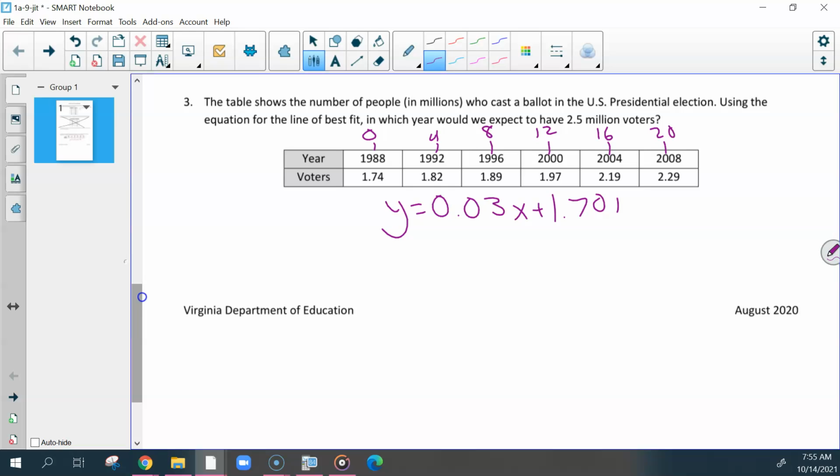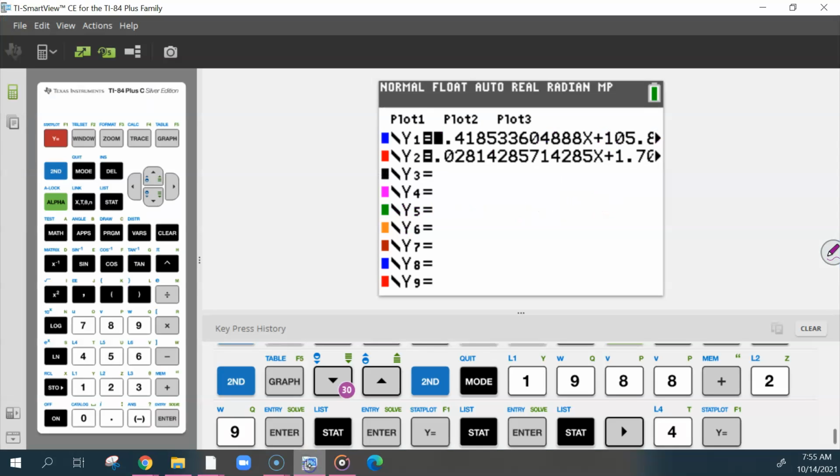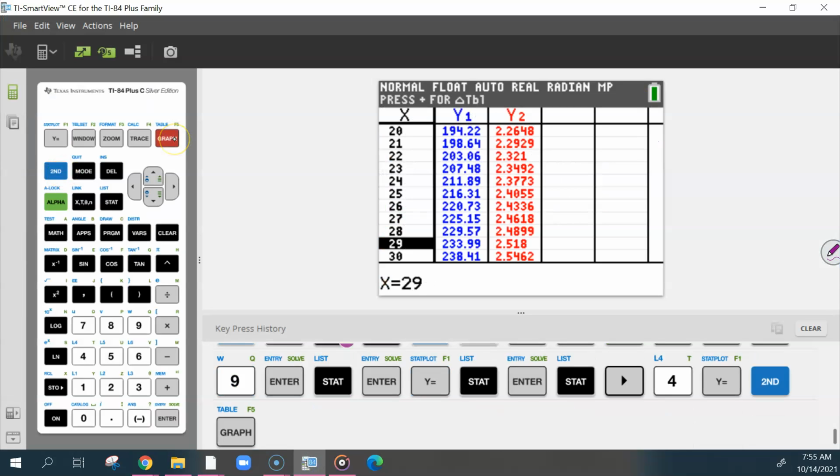This question asks, in which year would we expect to have 2.5 million voters? Since our years are our x's and they give us our y, you could either solve this or go to your table and look for that y value, which is what I did. So ignore the one in blue right now because that was for the first one. I'm looking at the red one. I had to scroll all the way down to find when y would be 2.5. And I could see when x is 29, that would be about that answer.